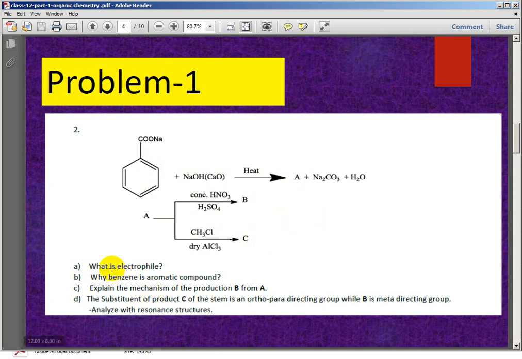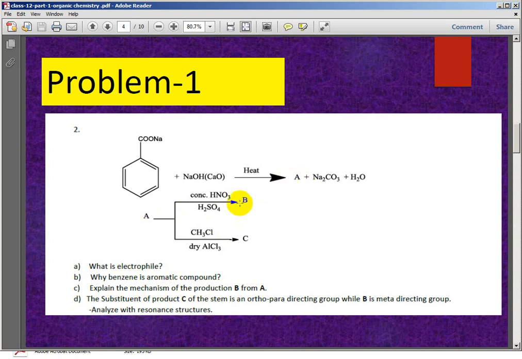So in this question, what is an electrophile, or why is benzene an aromatic compound, can be asked. What is a carbocation, what is a carbanion, what are free radicals, or what is bond cleavage can be asked. Why is benzene an aromatic compound. Okay, explain the mechanism of production of B from A, how B is formed from A.